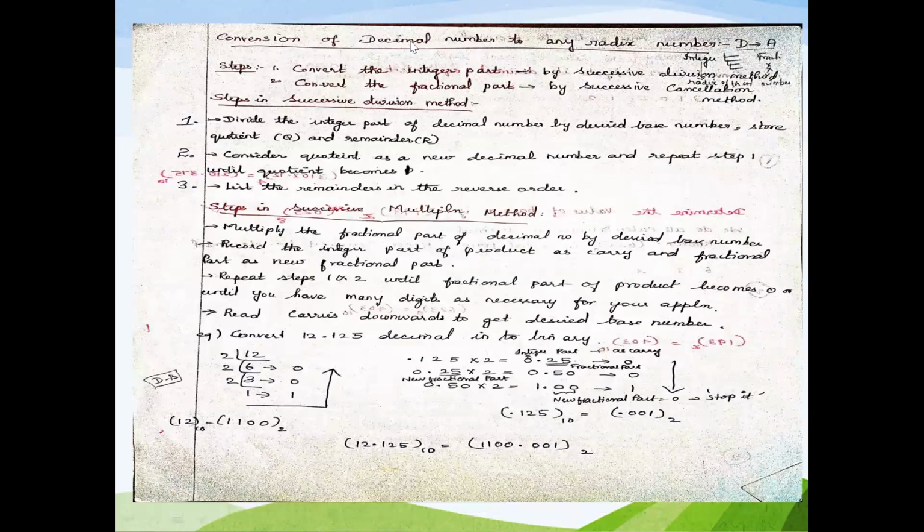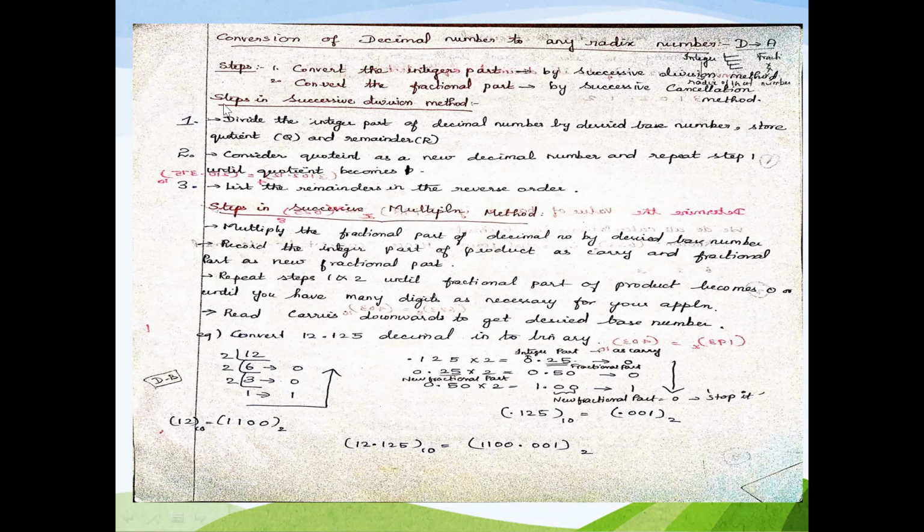So next, conversion of decimal number to any radix. Anything to decimal we have seen earlier. Now decimal to anything. Convert the integer part by using the successive division method, and convert the fractional part by using the successive multiplication method.